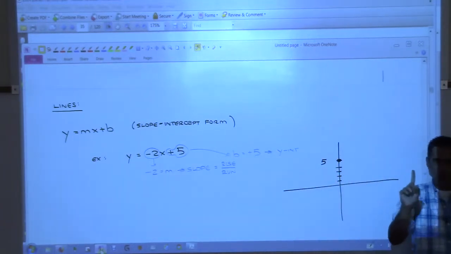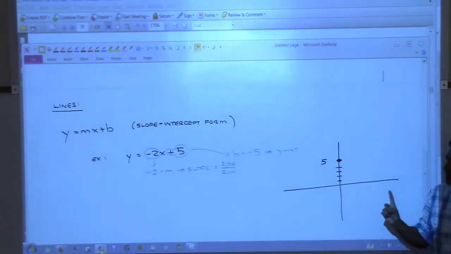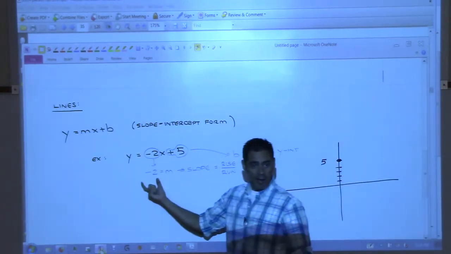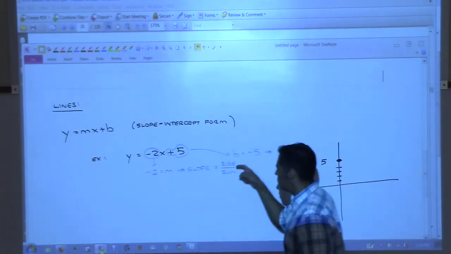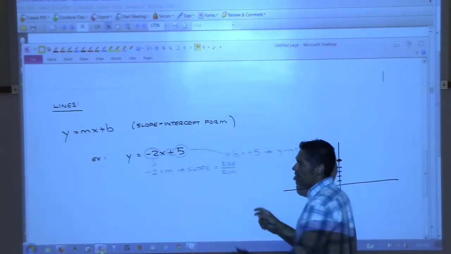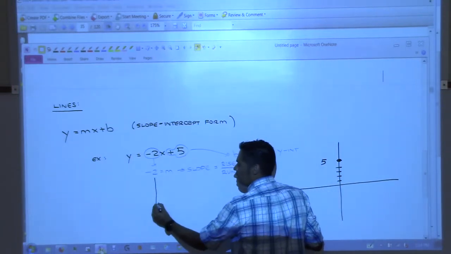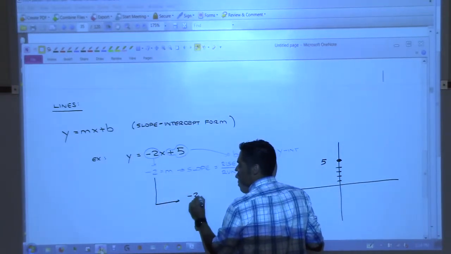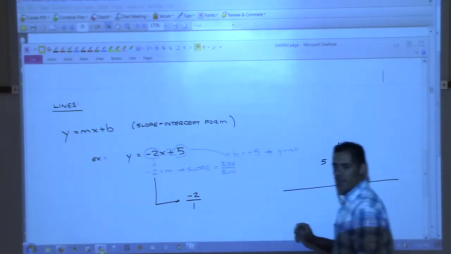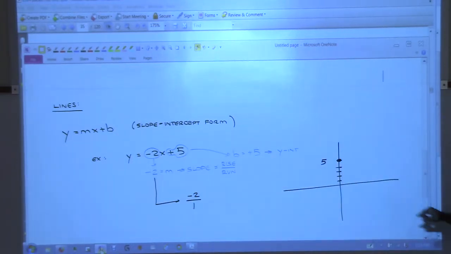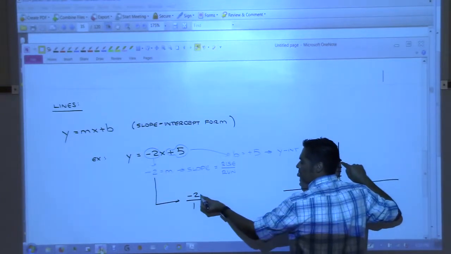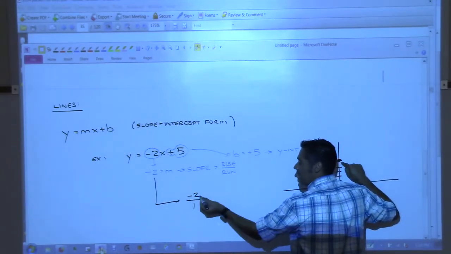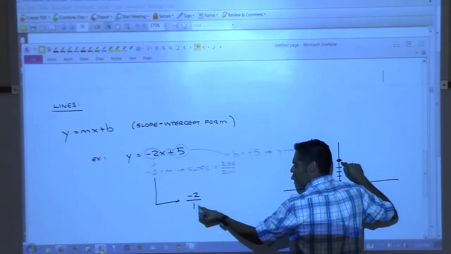Now, all I need is one other point on the line. So how do I get to that other point? I use the slope, right? I use this number negative 2. But negative 2 is supposed to be the rise divided by the run, so I need to rewrite negative 2 as a fraction. So I'm going to rewrite it as negative 2 over 1. Is that still the same thing? So this says that as I'm standing on a point, to go to another point, I need to rise by negative 2 and run by 1.